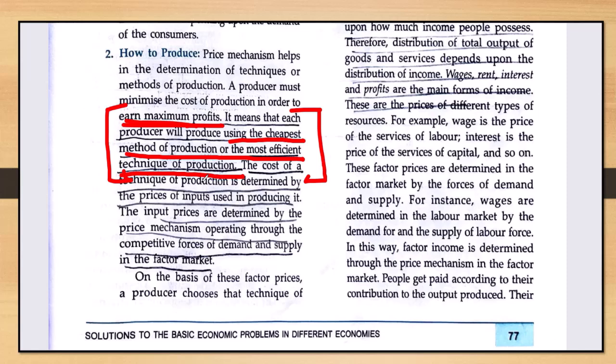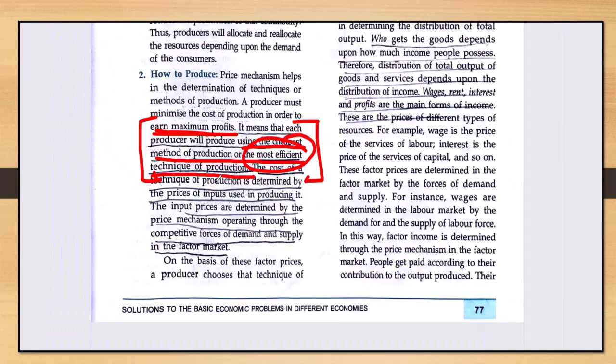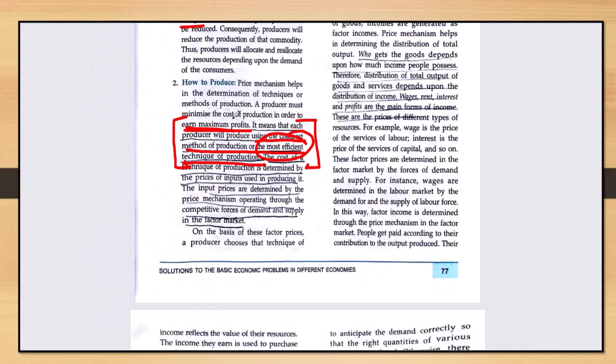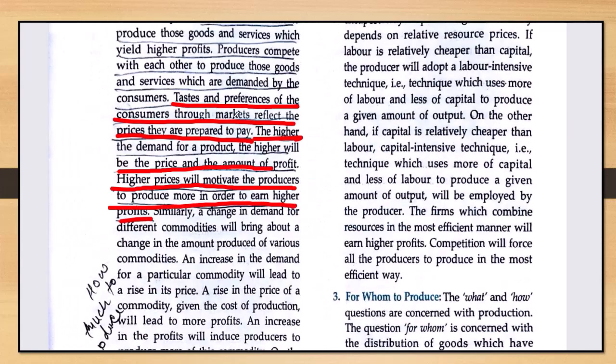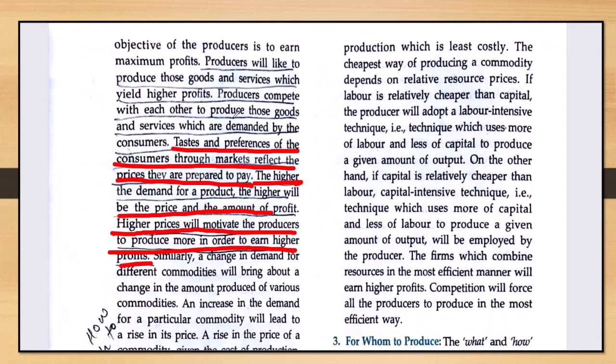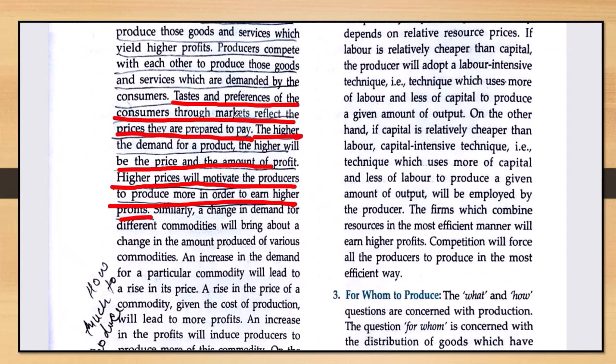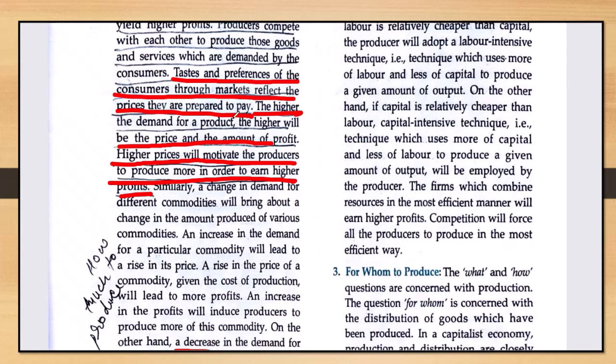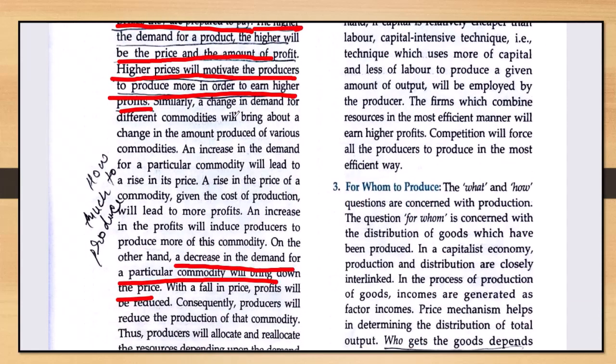So producers will decide on whichever factors of production are cheapest and, on the other hand, most efficient, so that they can achieve their maximum profit target. That is the way they will decide whether to go for the labor intensive technique or the capital intensive technique. They will see whether labor is easily available, whether capital is easily available, and even if it is available, whether it is efficient enough to produce what they are looking for.